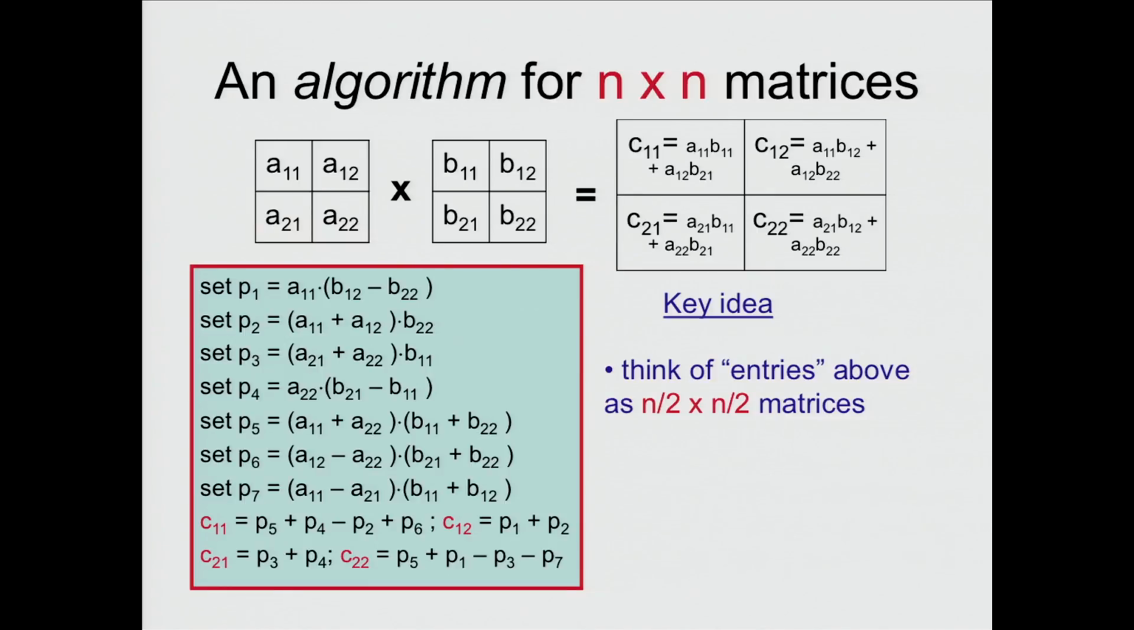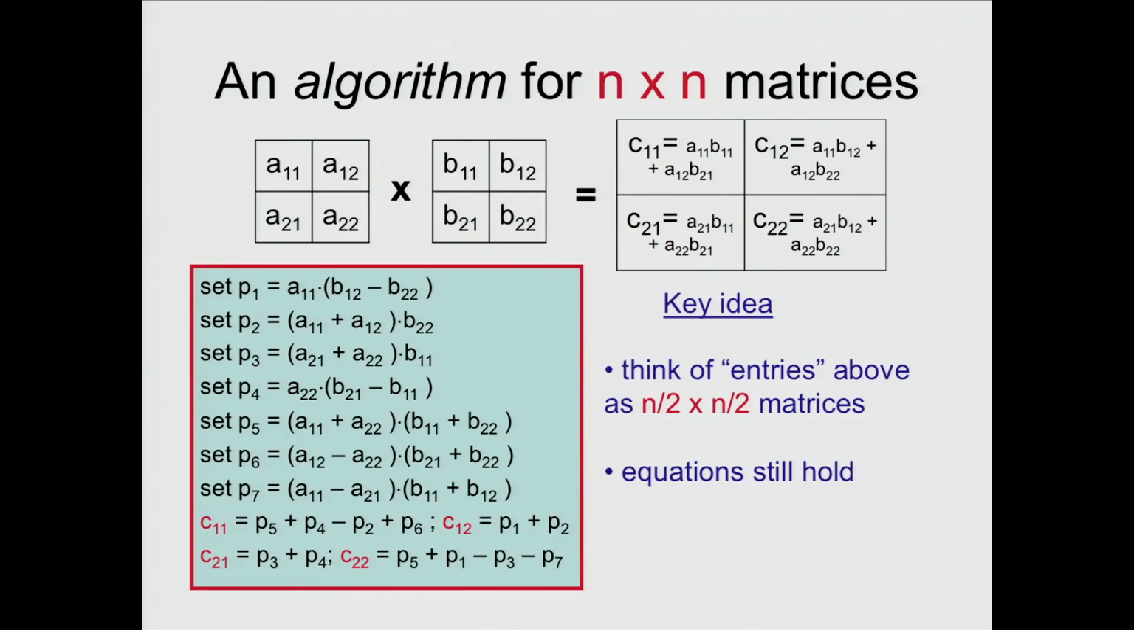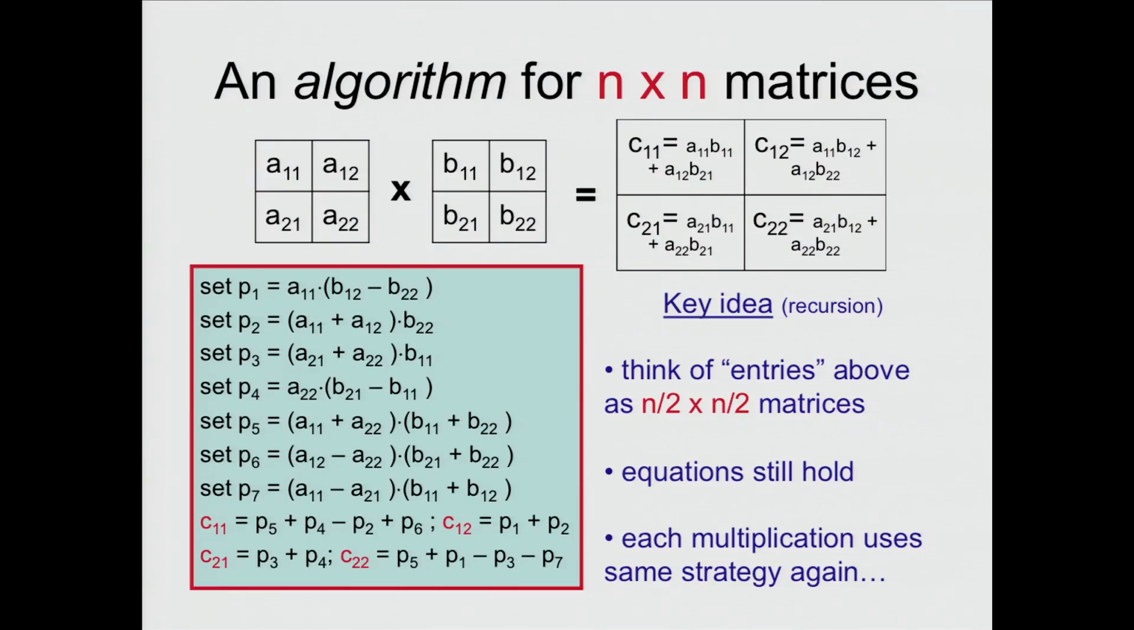What I should do is break it up into 4 pieces and break the second one up into 4 pieces, each of which is a matrix of half the size. And it turns out that these equations still hold when you're talking about matrices instead of numbers. And then you use this strategy to multiply, and every time you have a multiplication of smaller matrices by another smaller matrix, you use the same strategy again. That's what's known as recursion, a very powerful idea in computer science.